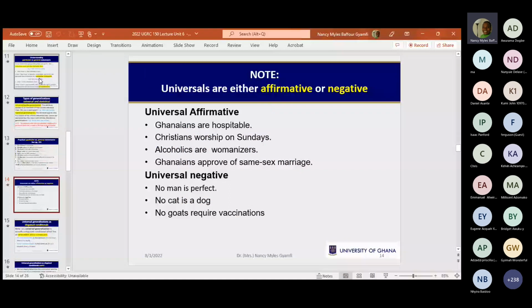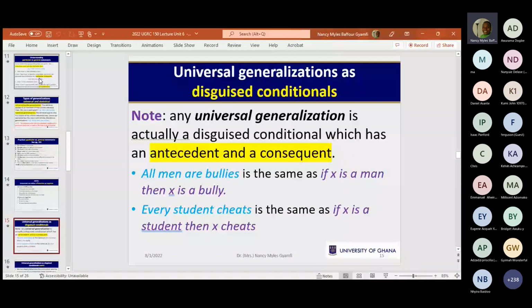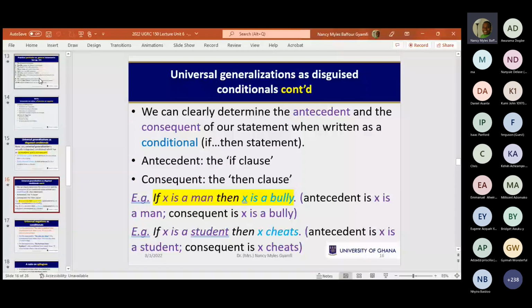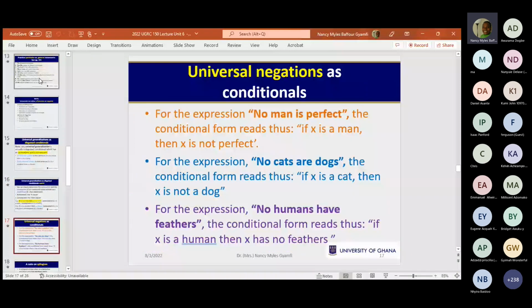Universals being affirmative or negative. We are using them, so you already know it. You just need to be told that you know it and be ready to receive. So alcoholics are womanizers. It's a universal affirmative. If X is an alcoholic, then X is a womanizer, to help you see your antecedent and consequent. Yeah, see, then we open them up. All I've said is on the screen. My friend's question took us to the revision of antecedent and consequent again, which you see there. See universal negations as well.